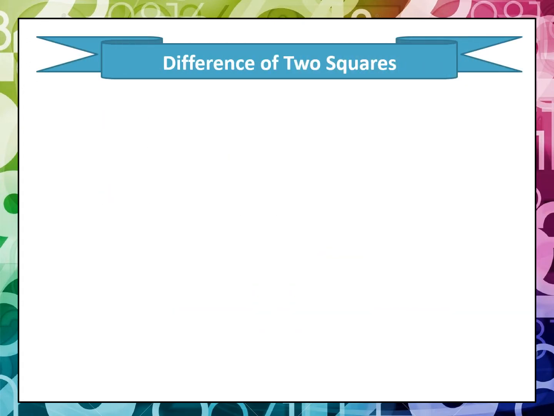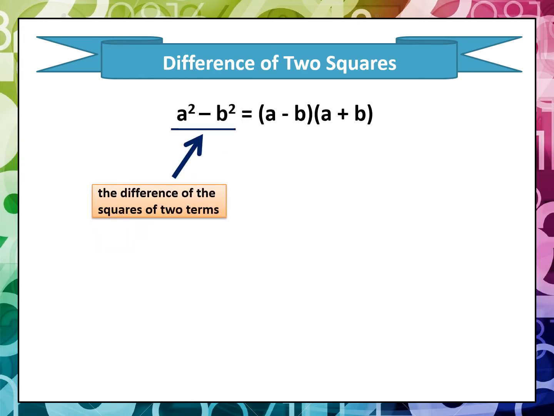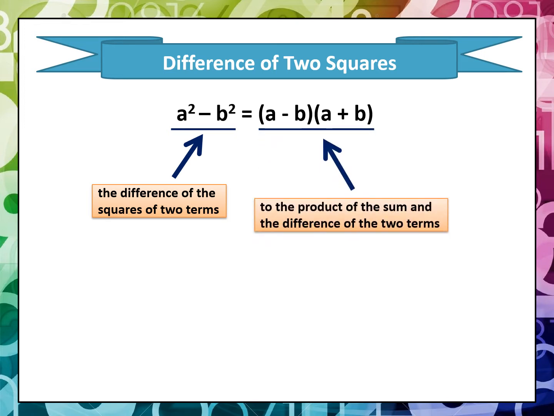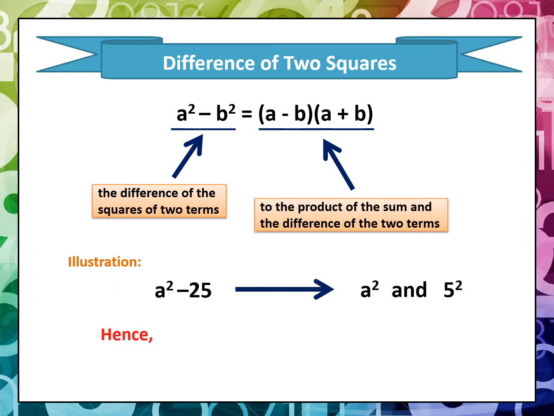Difference of two squares. This formula states that the difference of the squares of two terms is equal to the product of the sum and the difference of the two terms. For illustration, the binomial a squared minus 25 is the difference of the two squares a squared and 5 squared. Hence, a squared minus 25 is equal to a plus 5 times a minus 5.